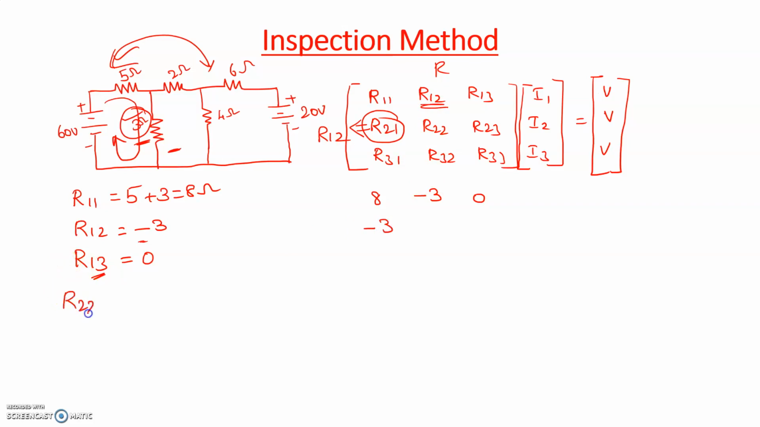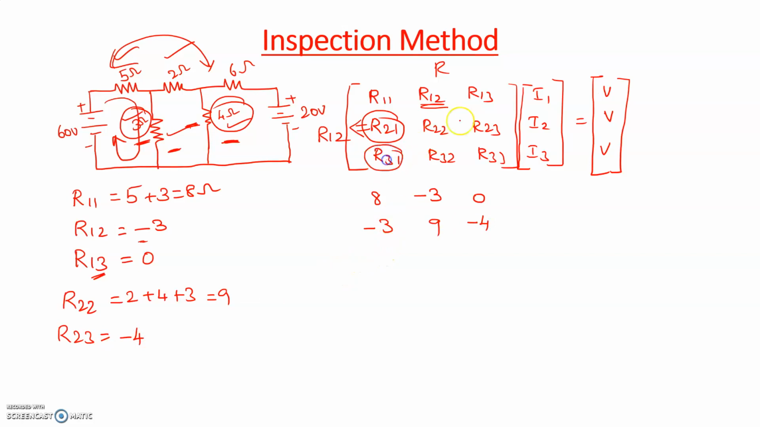Then R22 means the summation of the individual resistances present in loop 2, which means the 2 ohm, 4 ohm and 3 ohm resistances. So 2 plus 4 plus 3 is 9. Then R23 is the resistance common between the second and third loop, which is taken as negative, so minus 4 ohm.